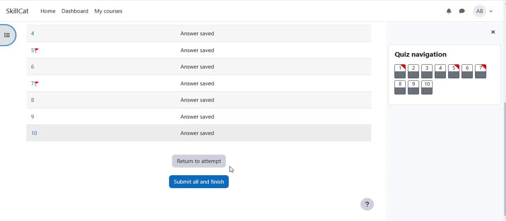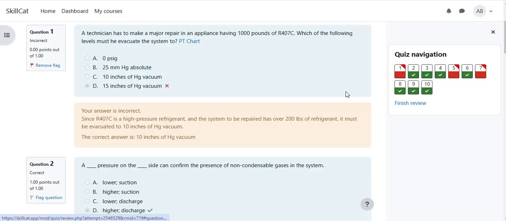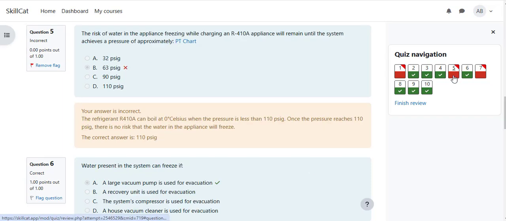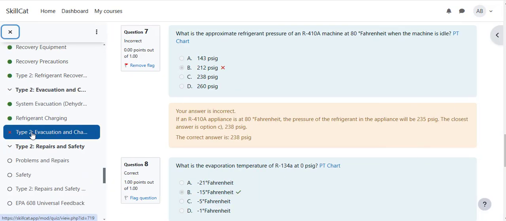We marked 3 questions. Let's submit. Okay, this one we marked. 407, and the system is to be repaired at 200. Must be evacuated at 10 micron inch. And this question also, and this question. So this is all from the table. We did not answer. We will revise it again.